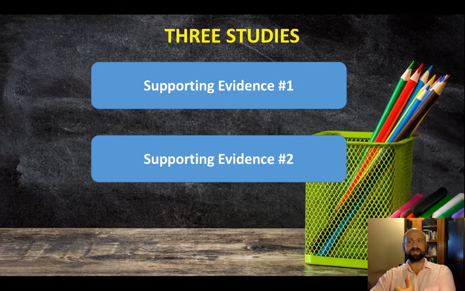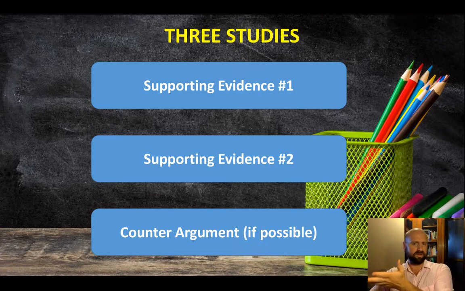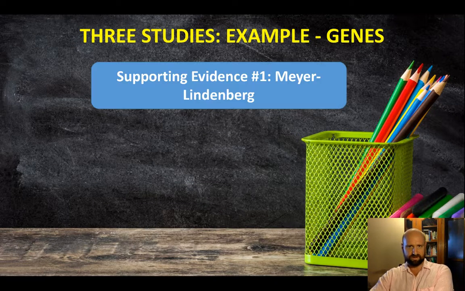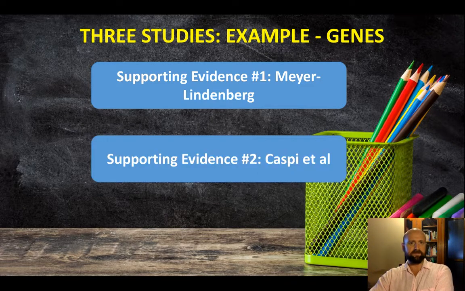One could be an animal study, and the other one could be a study on the brain. I'm thinking about biological stuff here. There could be an example, or maybe your counter-argument has a study involved. So let's go back to our genes example. My evidence number 1 would be Meyer-Lindenberg, and look at how low expression of the gene is connected with the brain. My second piece of evidence would be Caspi, the longitudinal study, also known as the Dunedin study.